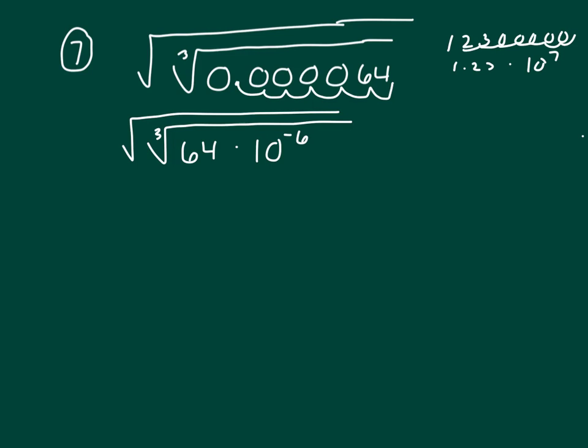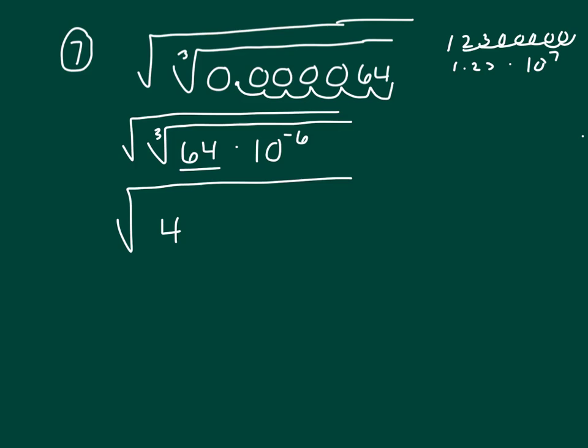And now what you do, you bring down your square root and you take the cube root of 64. What times what times what will give you 64? That would be 4. 4 times 4 is 16. 16 times 4 is 64.